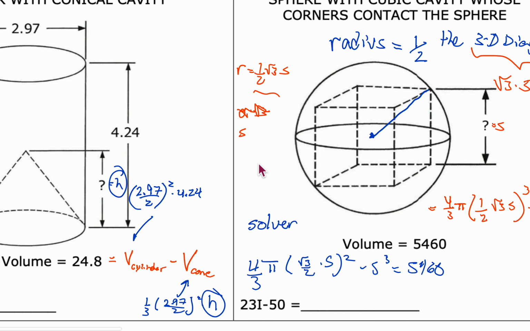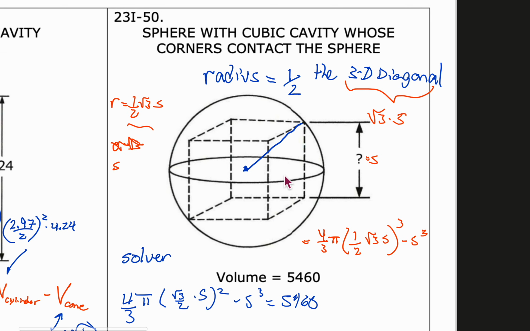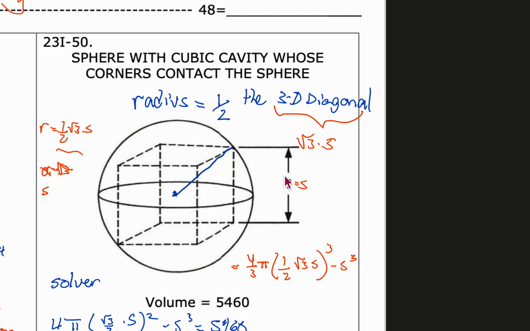Let's go to number 50. 50 looks a little intimidating, and we need to relate a couple of things here to be able to get our answer quickly. We happen to have a sphere, and it's going to have a cubical cavity whose corners are in contact with the sphere. So the important thing is, because the corner is in contact with the sphere, it is at the edge of the sphere. And so the distance from the corner to the center of the cube or the center of the circle, that's going to be this diagonal cut in half. So the radius is half of the 3D diagonal.